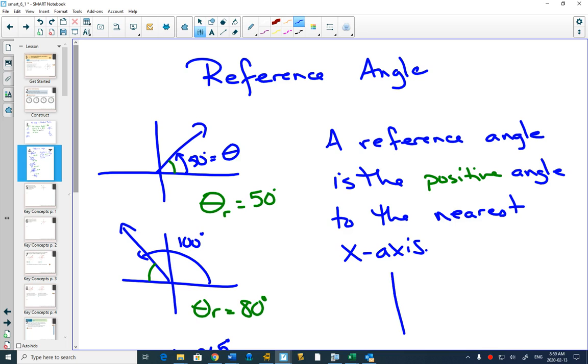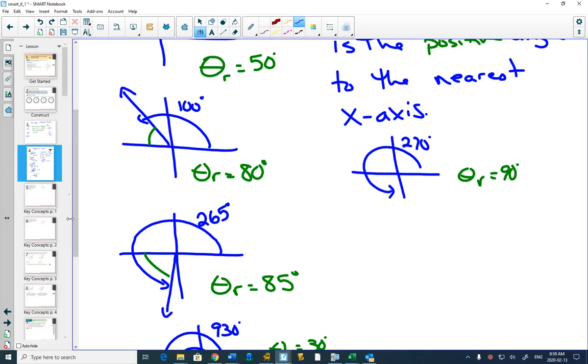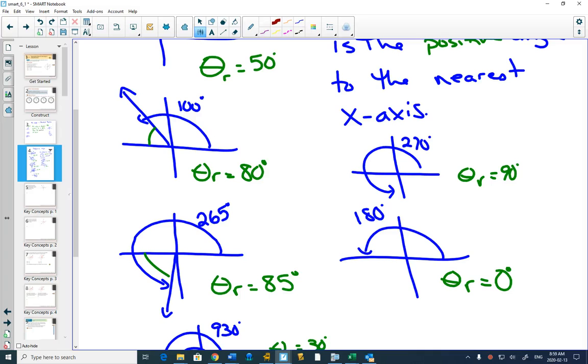What if I did 270? What would your reference angle be? It would be 90. Because it's 90 degrees whether you go to one x-axis or the other x-axis. And what happens if I did 180 degrees? The reference angle would be 0, because you're already on the x-axis. So you don't have to travel anymore.